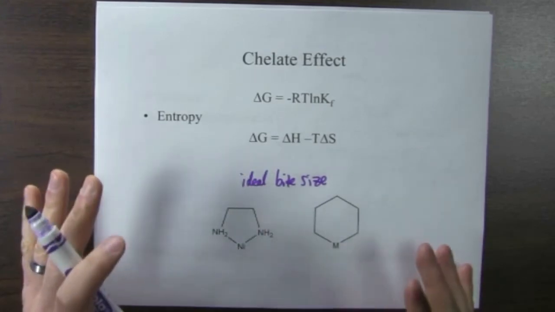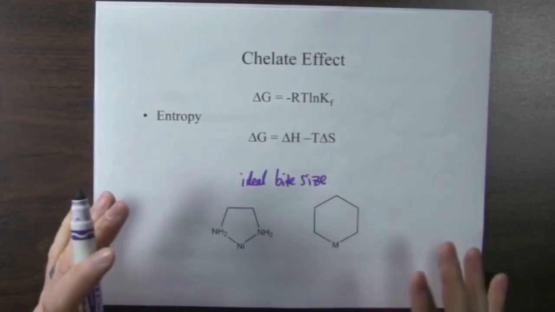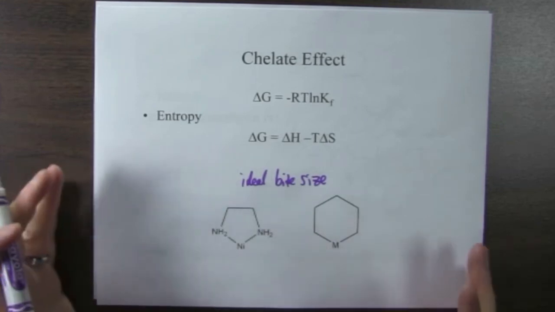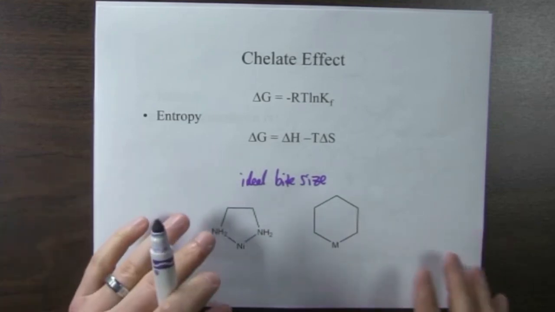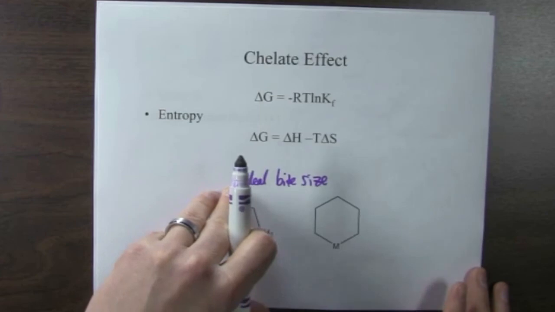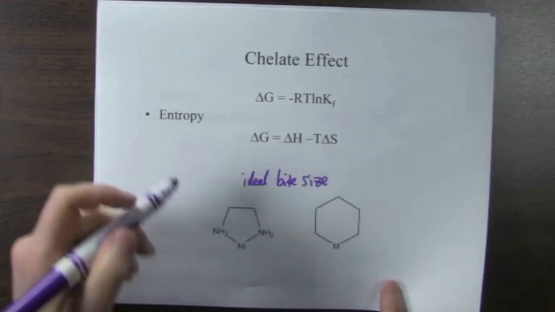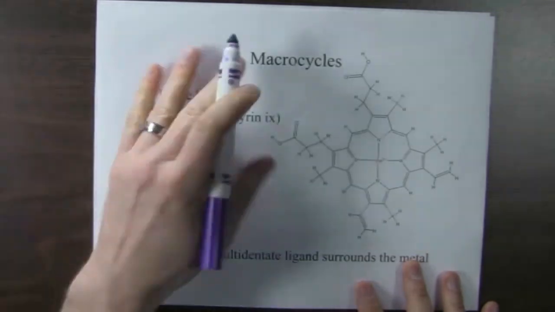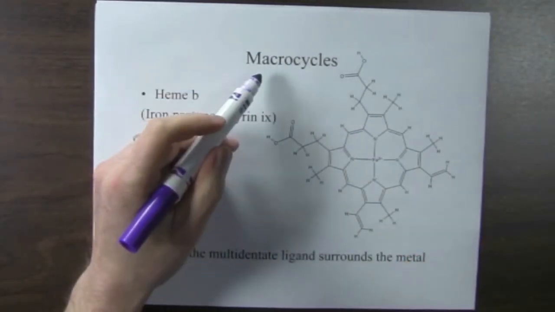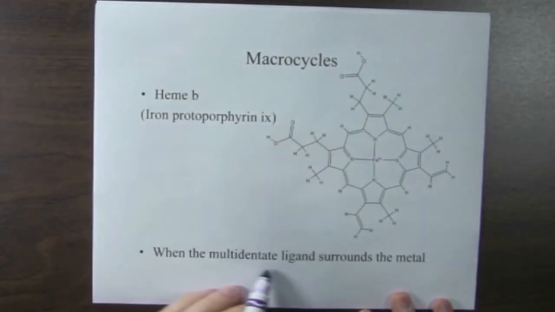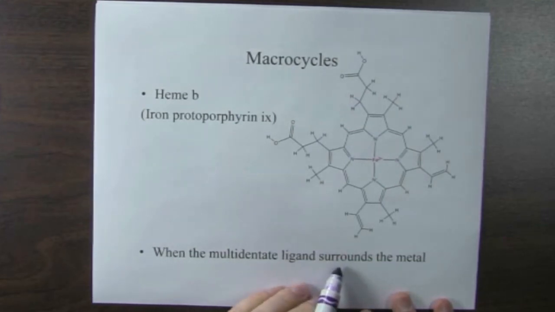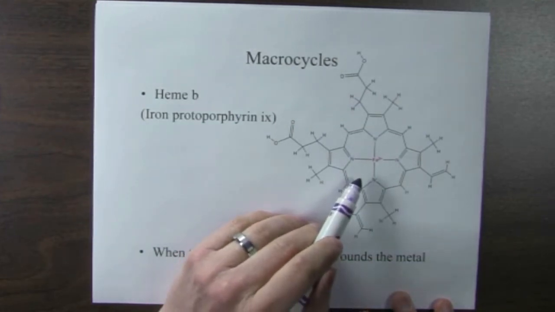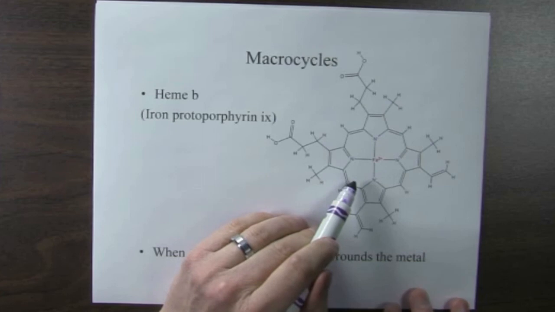We can keep doing this from bidentate. We could make a tridentate ligand, which would have an even greater chelate effect. And if we make the multidentate ligand into a ring, we have a macrocycle. So the multidentate ligand actually surrounds the metal, and here is probably one of the most important examples of a macrocycle.